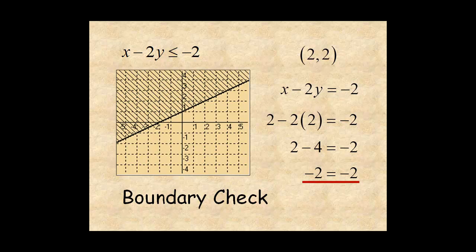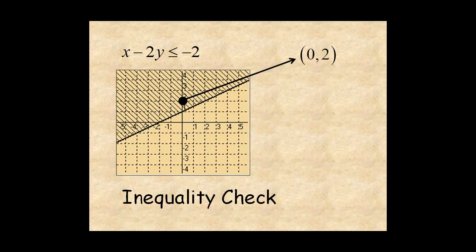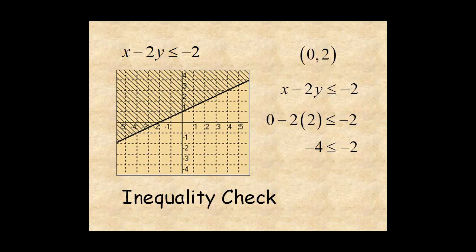Finally, do an inequality check. This verifies that the direction of the inequality is correct. Select a convenient point in the shaded region, like 0, 2. Substitute x equals 0, y equals 2 into the inequality, and simplify. You get -4 is less than -2, and the inequality checks.